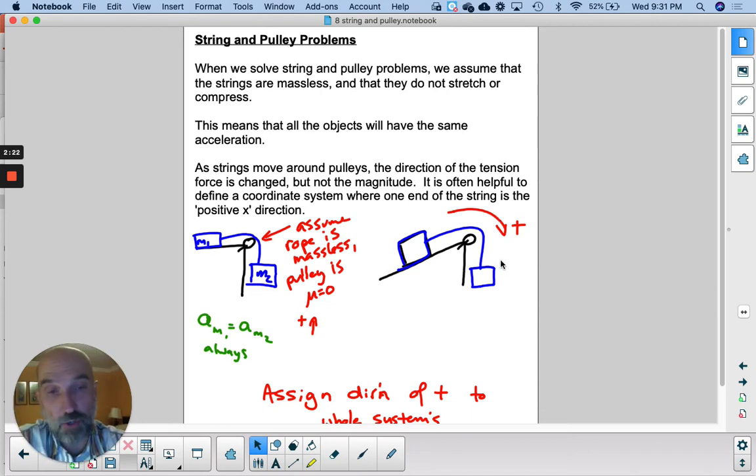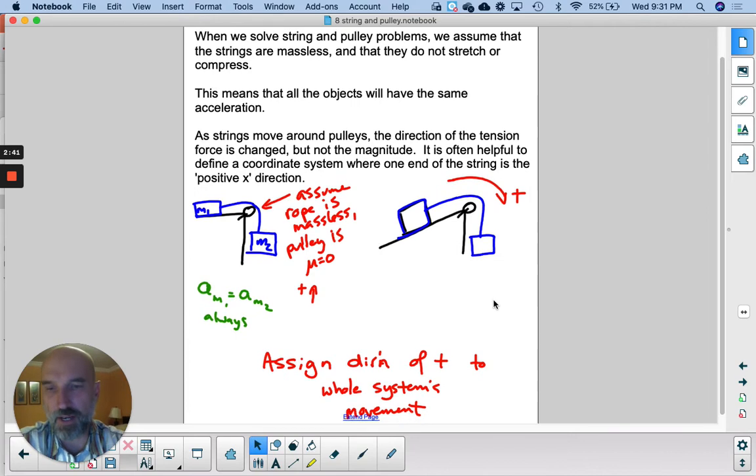If you're pretty sure this one is light and the heavier one is going to be pulling it down that way, you can say, let's call up and to the left positive. That means this object moving down the ramp is positive, and the hanging object moving up is positive. So you assign a direction to the system, and if you're analyzing individual components of the system, you stick with that direction.